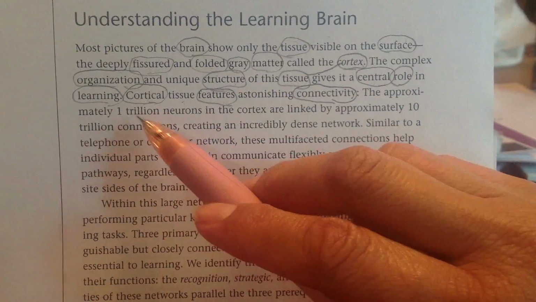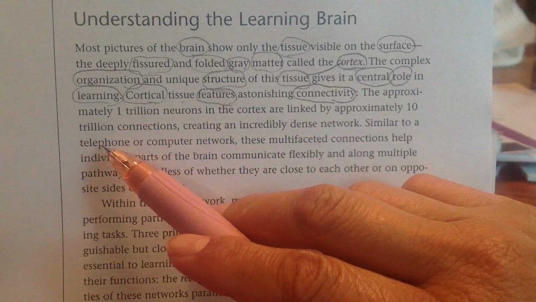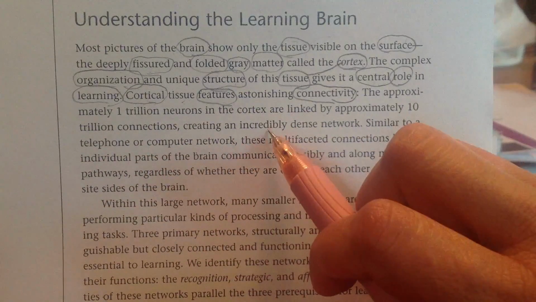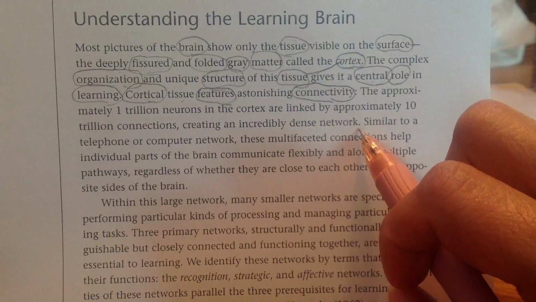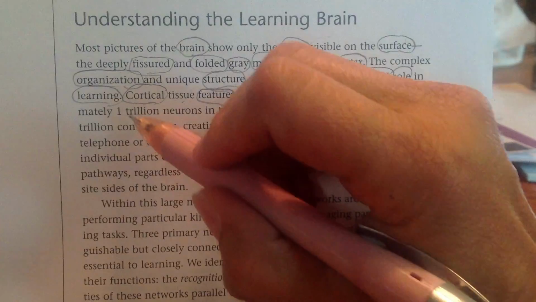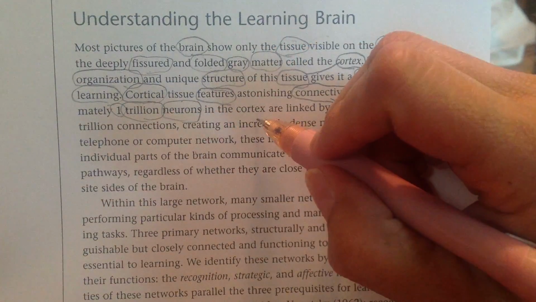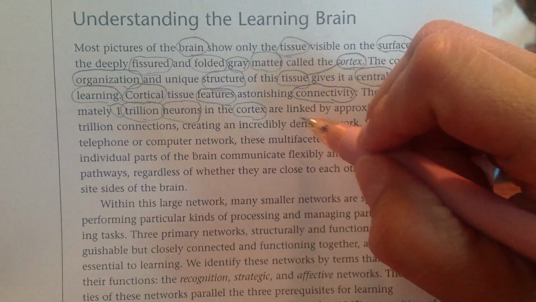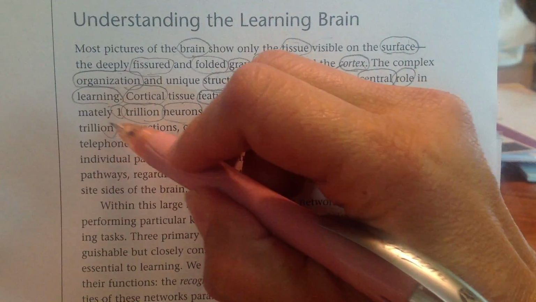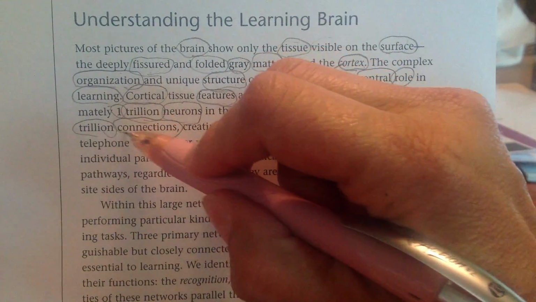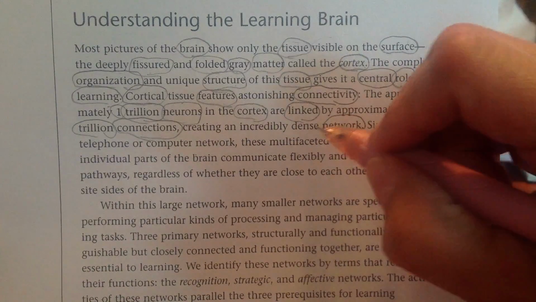The approximately 1 trillion neurons in the cortex are linked by approximately 10 trillion connections, creating an incredibly dense network. There's my period. I'm going to stop, ask myself, what did I just read? I read 1 trillion neurons. Where are they? In the cortex. What are they doing? They're being linked by 10 trillion connections. These are huge numbers, creating an incredibly dense network.